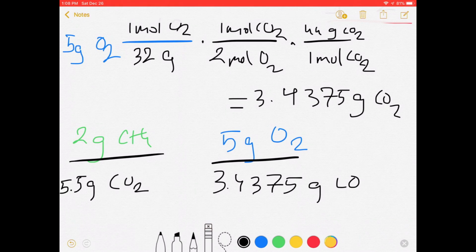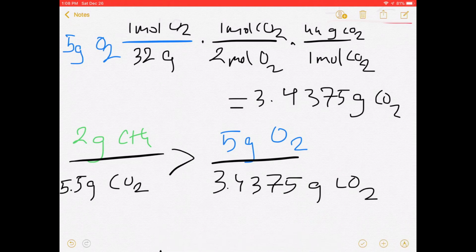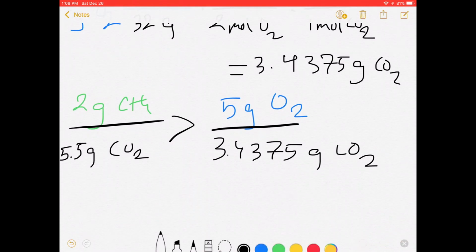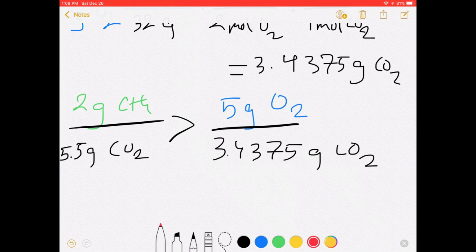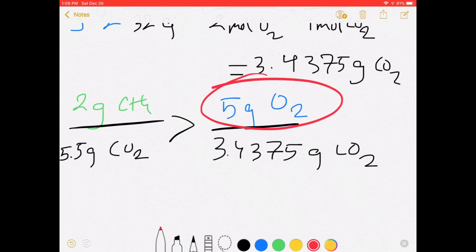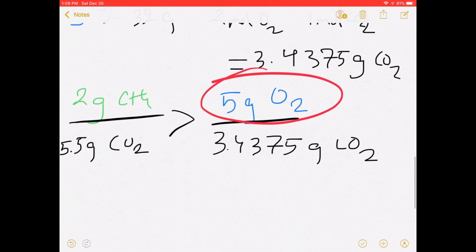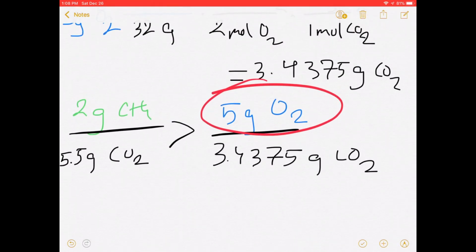So just by comparing the amount of product we get, we can see that the winning reactant is CH4. And the one that runs out the quickest is the 5 grams of O2. So now we can say that our limiting reactant is the 5 grams of O2 in this scenario.